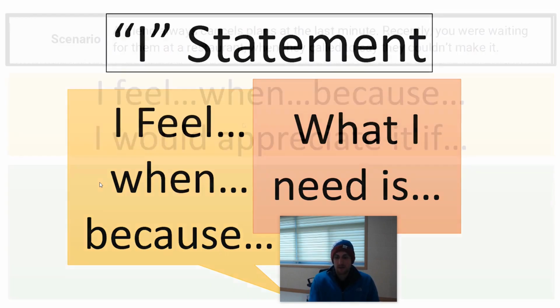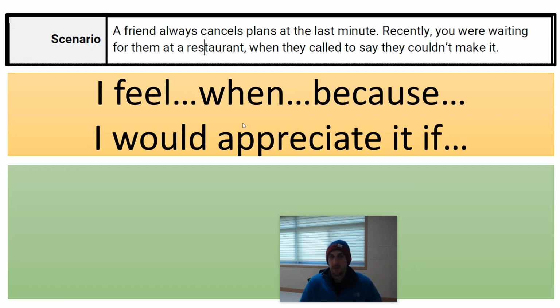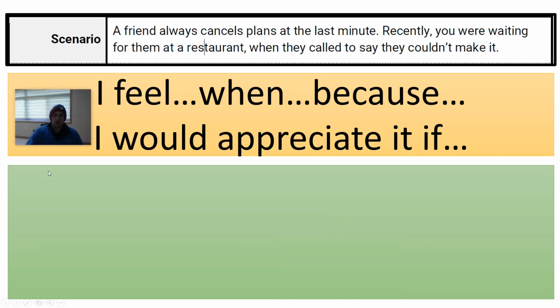This brings us to a great method for working through our interpersonal differences and conflicts, which is the I statement. Let's give a brief example. A friend always cancels plans at the last minute. Recently, you were waiting for them at a restaurant when they called to say they couldn't make it. Now, pause the video. Think of an I statement that you could use here. I feel blah blah when blah blah because blah blah. I would appreciate it if blah blah. Pause the video. Think of a response.